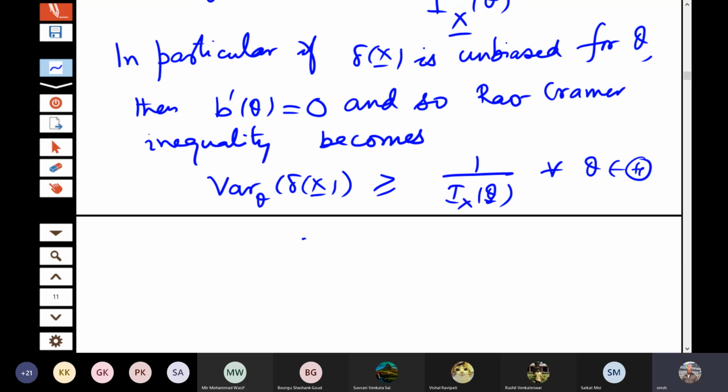First of all, let us analyze this one. So I have given it as an inequality. I mentioned to you that if the variance of delta(x) is equal to 1 by I_X(theta), then this will become the minimum variance unbiased estimator. But the question is when it will happen. So let us analyze that. Condition for attaining the lower bound.